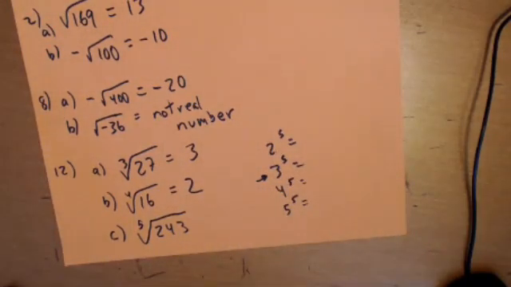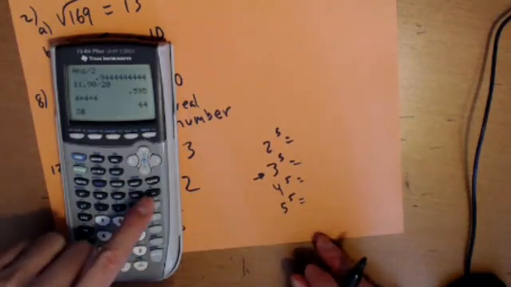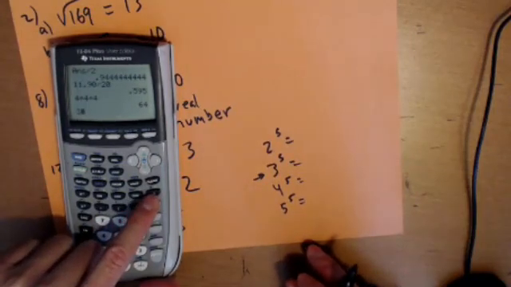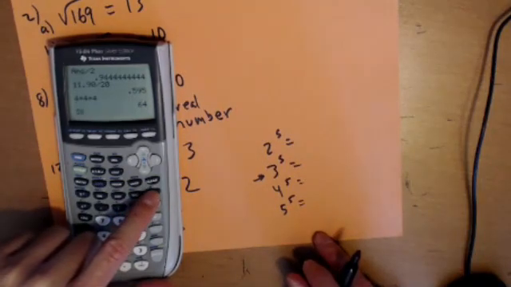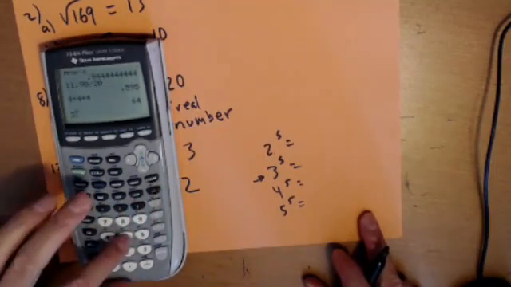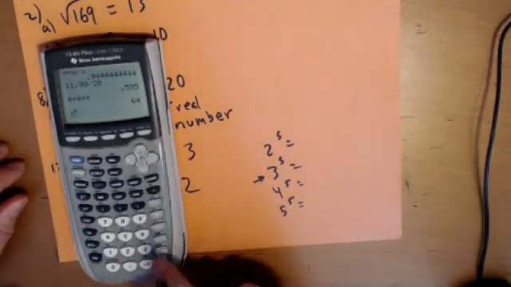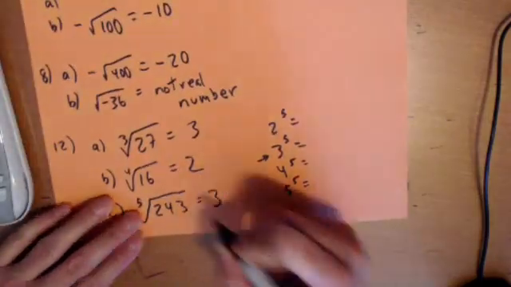3 to the 5th. So on my little calculator, I'm going to go 3, and then there's an arrow pointing up. Maybe you have a Y to the X button. My fancy calculator has a little arrow pointing up. So I hit that button. Am I in focus? Okay, so 3 to the 5th power. Enter. Oh, 243. Boom. So that's just 3. Okay.